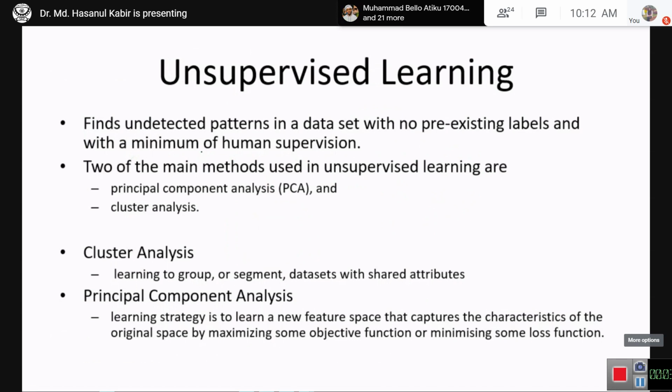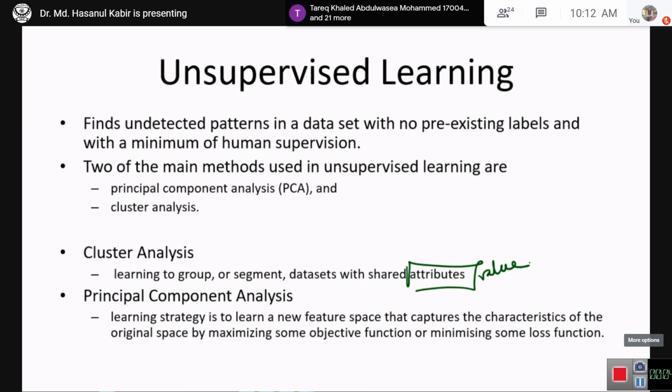The 2 main methods we'll be seeing in unsupervised learning are principal component analysis, known as PCA, and cluster analysis, where we want to find and group the data into different clusters. We have seen the example of clustering: we want to group or segment the data in such a way that they share some common attribute values.